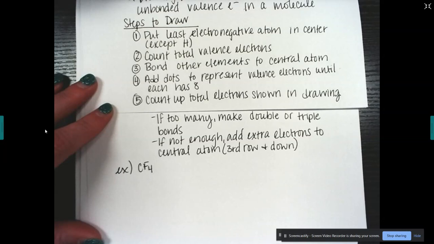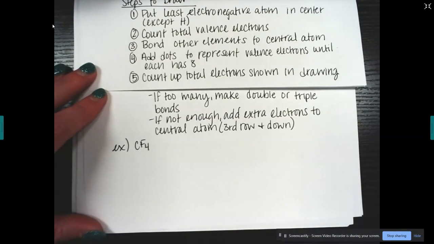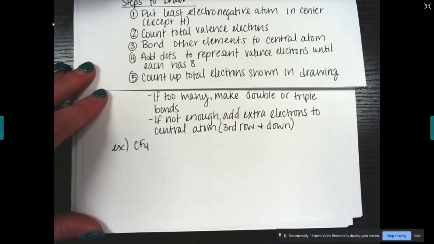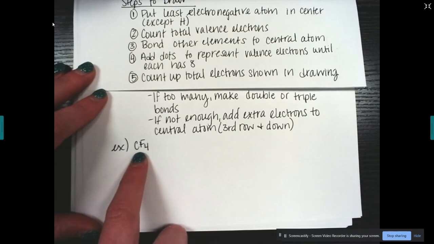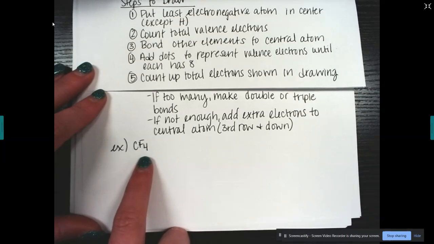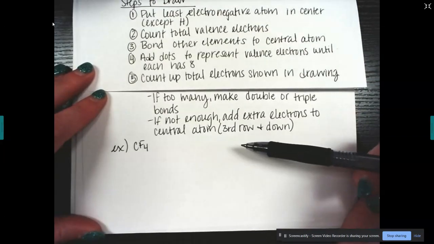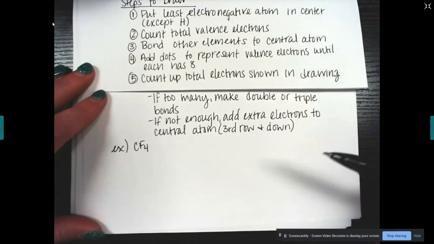All right. So we're gonna do a lot of examples on these, and then I'm actually gonna do some of the ones you're gonna have to practice with you, because it just takes a while to get used to the process. So you're gonna be given a molecule, like this one is CF4. And what you're gonna need to do is follow these steps to draw the Lewis structure for that.